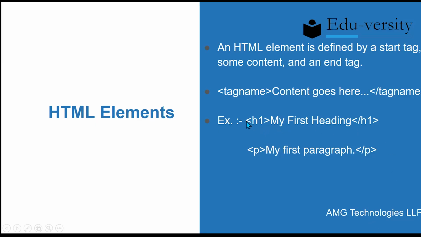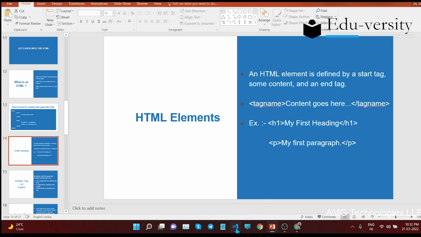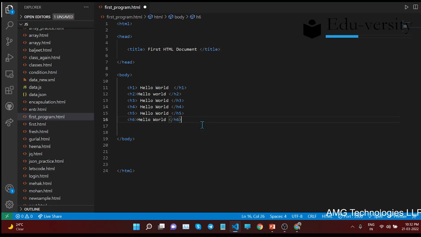So there are some examples of the elements. First is H1, which we have discussed. Second is this P tag or P element. P stands for paragraph. Let's discuss this also. A paragraph is basically a simple tag in which we can write multi-line strings. So if I want to enter something, let's say hello world, how are you? This is my first HTML program.